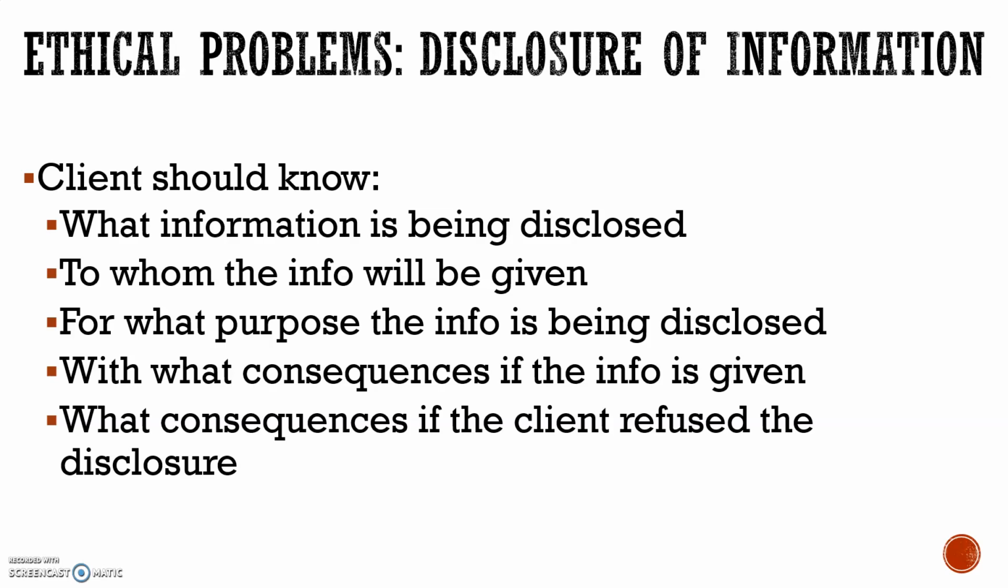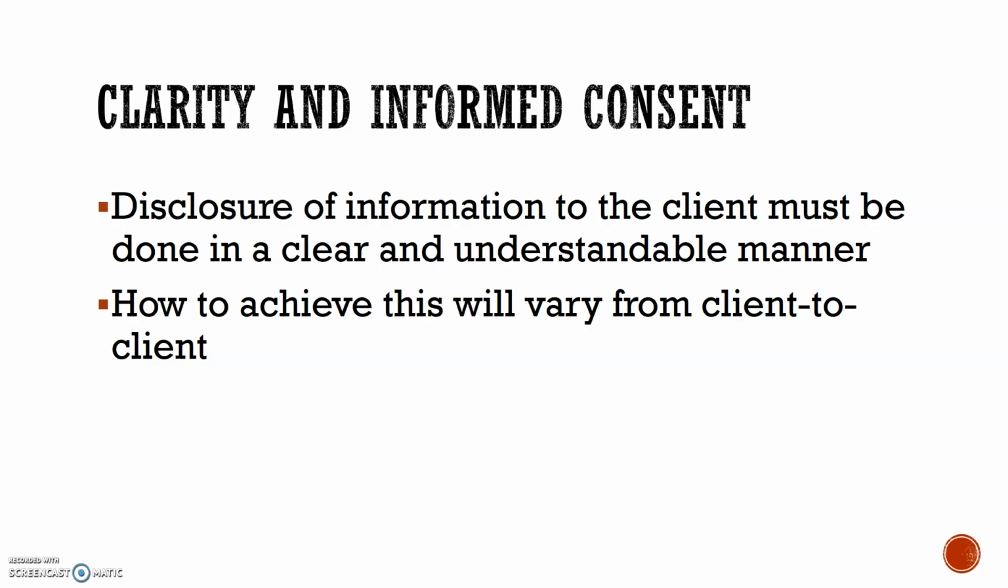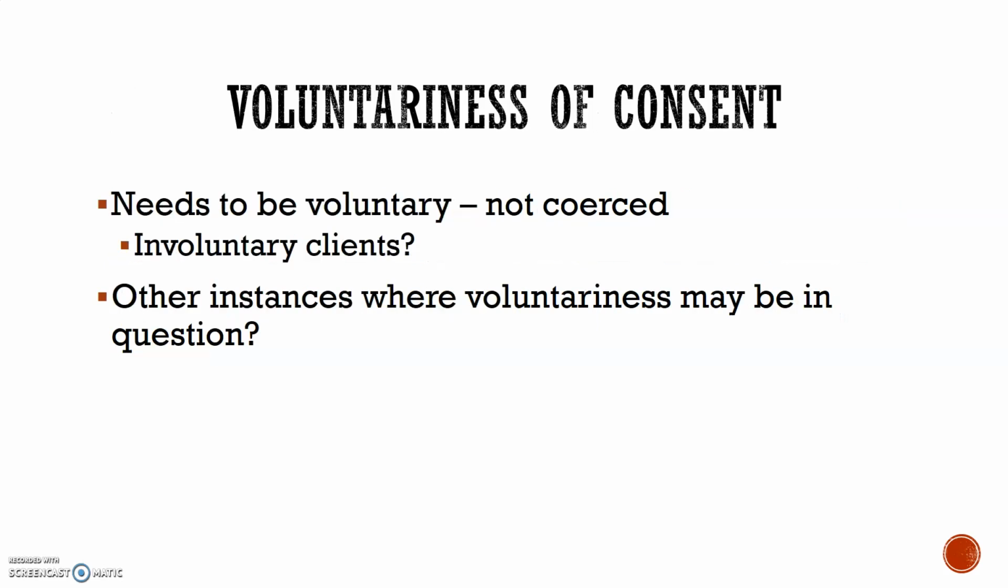Now the levels of information will depend, again, on the client's abilities. And what I mean by abilities there is, are they literate? Do they have a mental disability? That sort of thing. Again, it needs to be done in a clear and understandable manner. As I said, this will vary from client to client. For some, you need to give one explanation and they get it. For others, you need to do multiple ones. This should make sense.